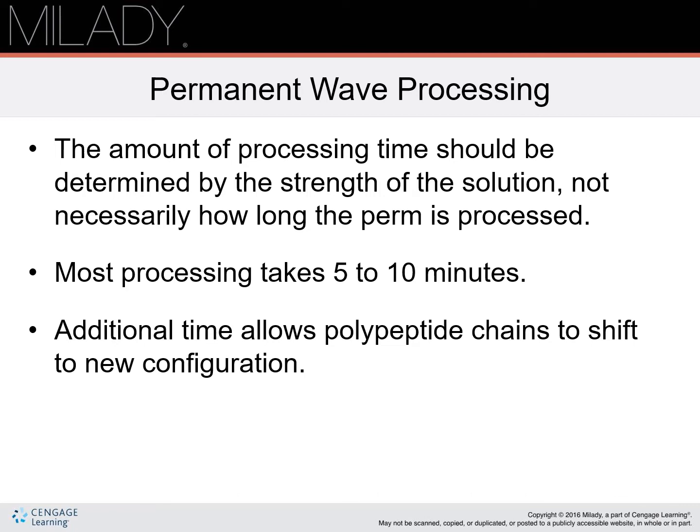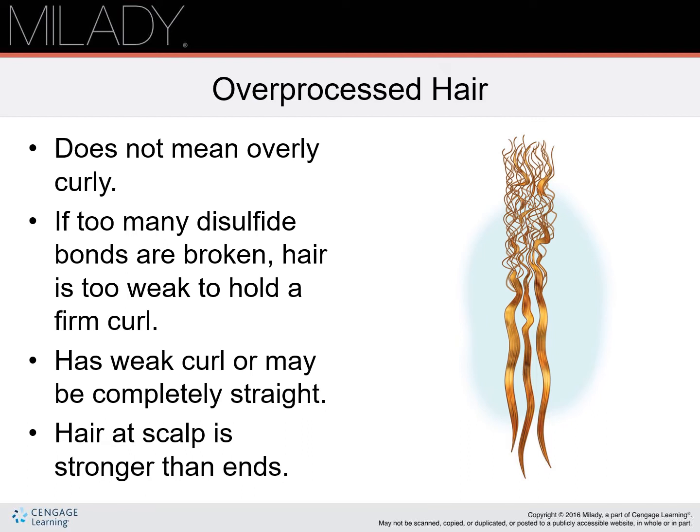Let's talk about overprocessed hair, and it's not what you would think. I want you to look at the picture really well as I'm describing this overprocessed hair. It does not mean that it's overly curly. You would think if I process this perm entirely too long, then it's going to be extremely curly. That's not the case. If too many disulfide bonds are broken, the hair will be too weak to hold on to that curl.